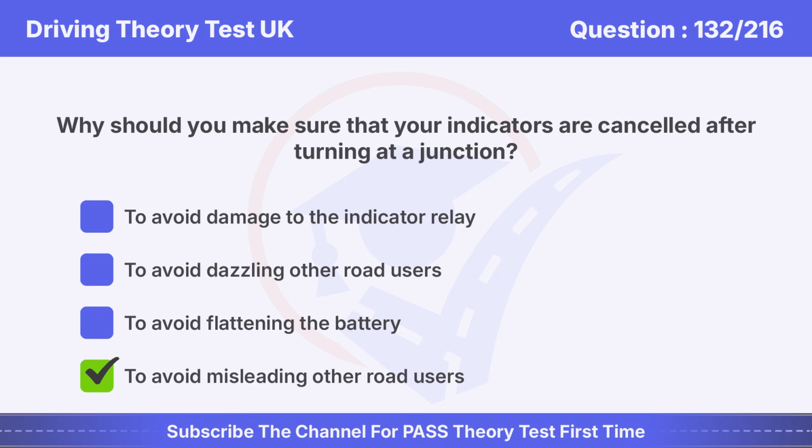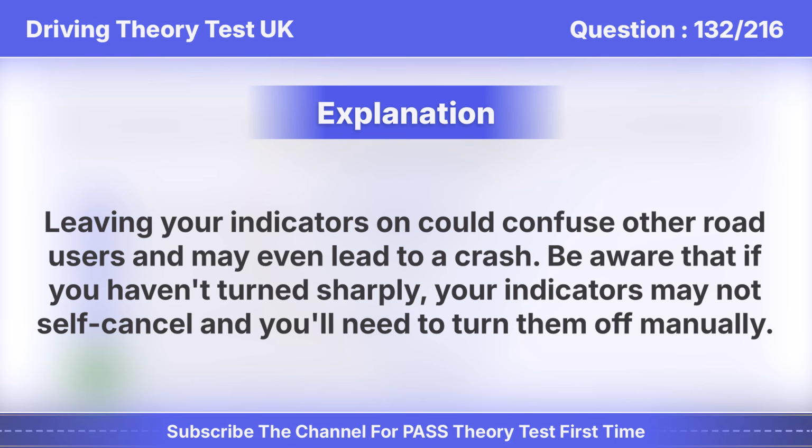Answer is D. To avoid misleading other road users. Leaving your indicators on could confuse other road users and may even lead to a crash. Be aware that if you haven't turned sharply, your indicators may not self-cancel and you'll need to turn them off manually.